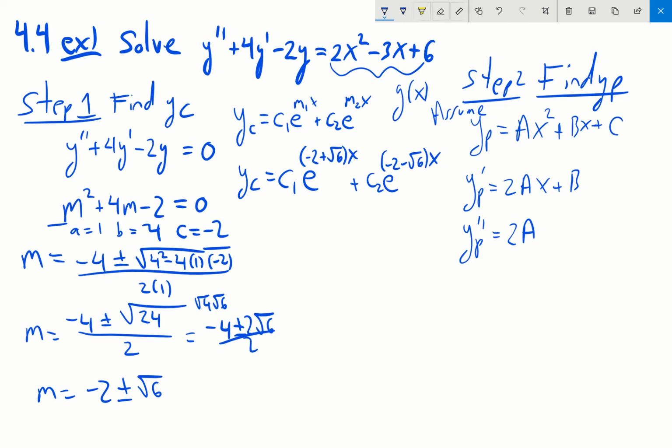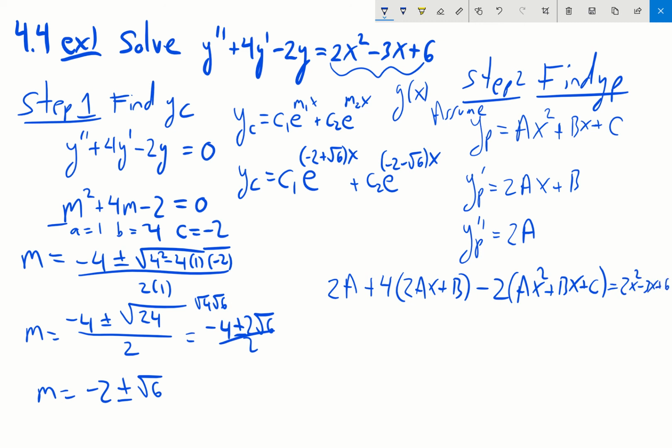Okay. Let's plug these into the differential equation. So it's y double prime, that's 2a, plus 4 times y prime. Well, y prime is 2ax plus b, minus 2 times y. y is ax squared plus bx plus c. And this is supposed to be equal to 2x squared minus 3x plus 6.